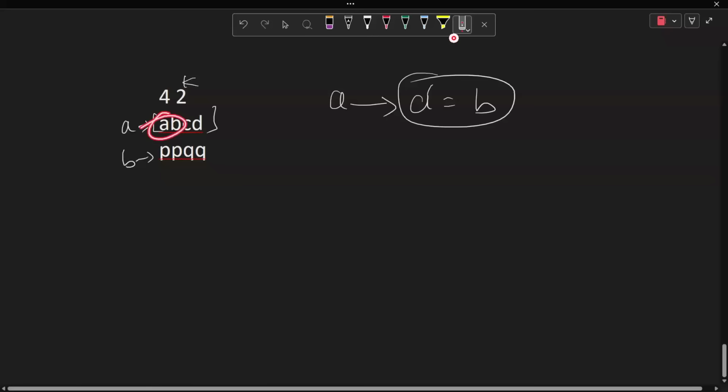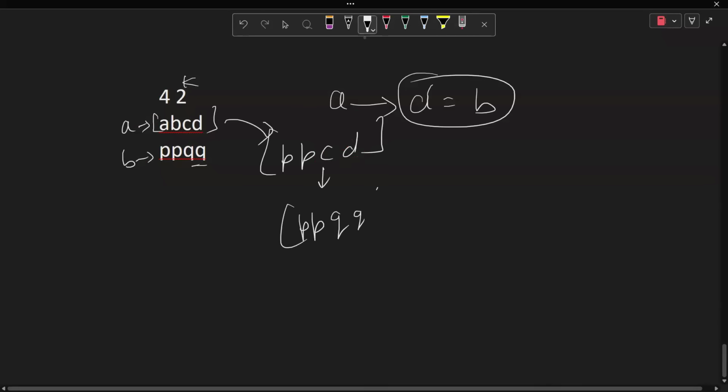So if you select this substring AB, and what you need to obtain is this. One way of doing it is to select this substring and replace both of them by P. So it becomes PPCD. Then you need to have QQ here. So select this substring of length 2 and replace them by Q and Q. So it would become PPQQ. This way, by doing these two transformations, you can obtain this.